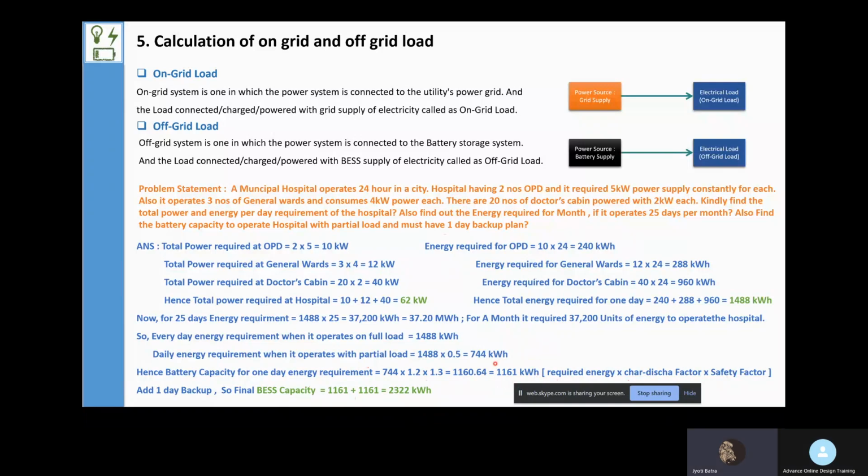Approximately how much percentage? You do the calculation: 744 upon 1161. It's about 80%. How much exactly? Sixty-four, right?